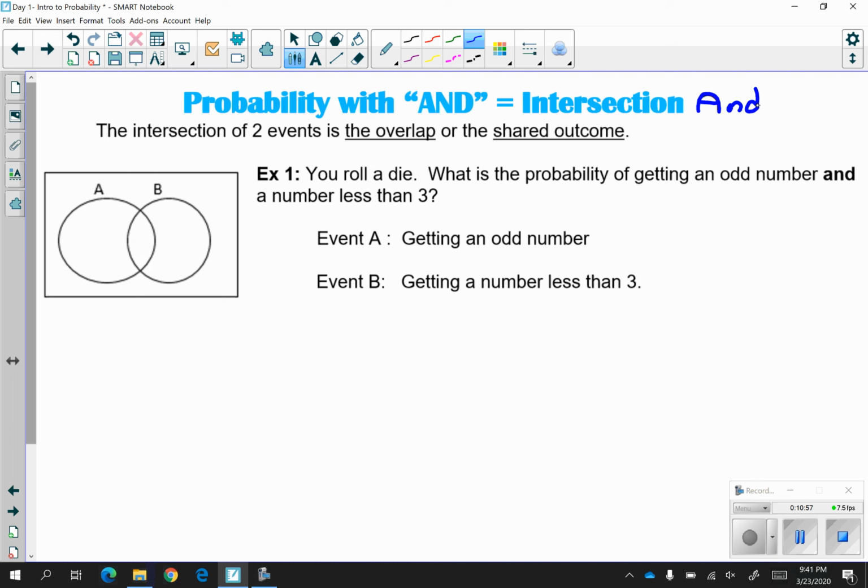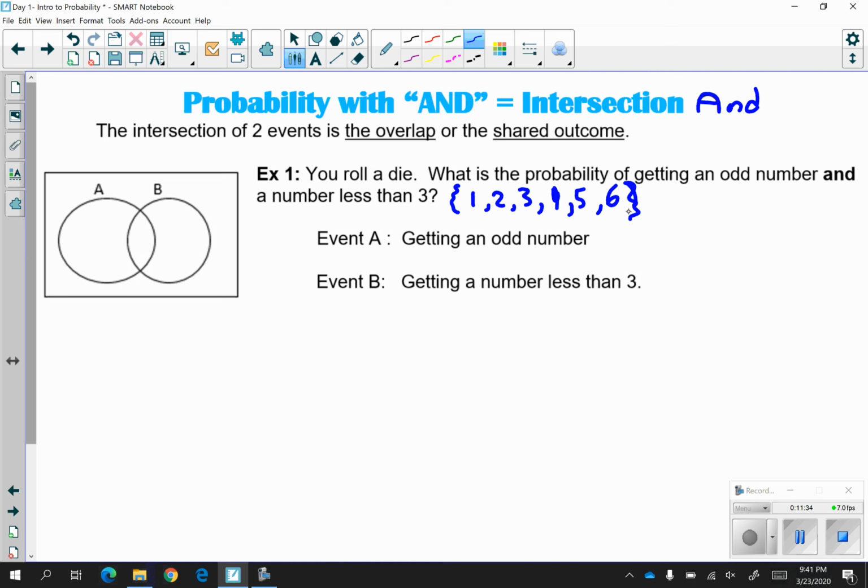Now, and probability is also called the intersection, right? Because it's where the two circles overlap and have the same shared space. So we're talking about rolling a die, and they want to know the probability of getting an odd number and a number that is less than 3. So let's actually write out our sample space first. We have 1, 2, 3, 4, 5, and 6.